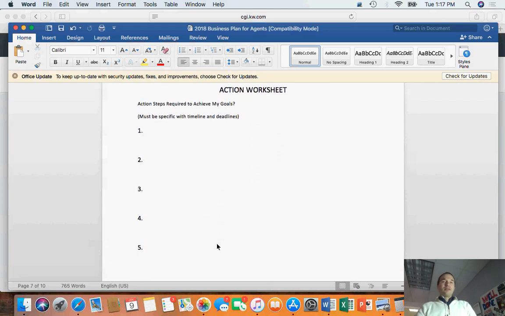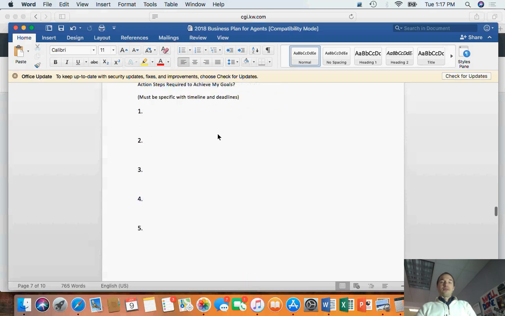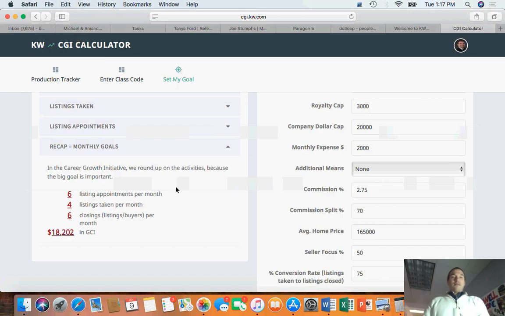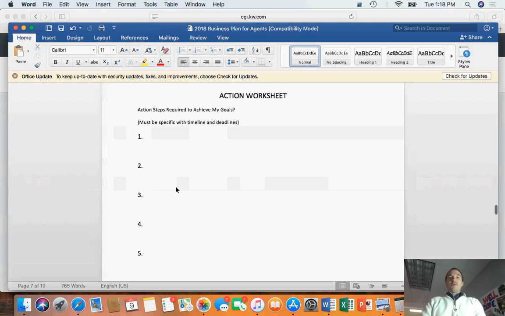And then here's an action worksheet. These are the action steps. What are the action steps required to achieve my goals? This must be specific, with timelines and deadlines. For example, we broke down on the other sheet here with the CGI tools: I've got to have 6 listing appointments per month, 4 listings taken per month, 6 closings. So I break that down on a weekly basis, daily basis. I need to set 1 appointment today. I need to have a listing appointment at least once a week. So these are the action steps that you can take towards reaching your goals.